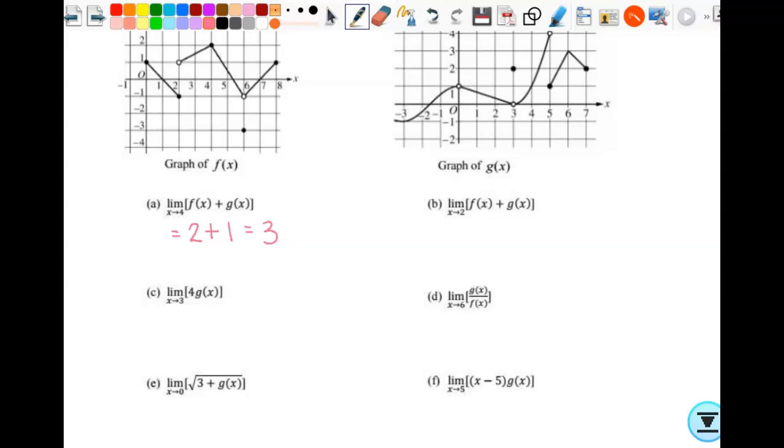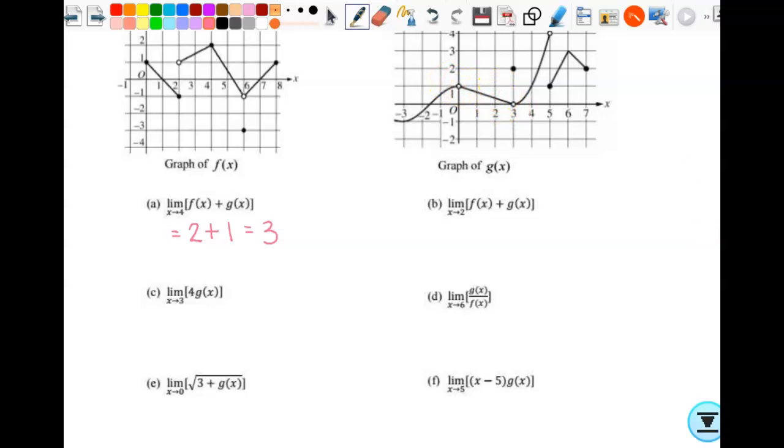Okay. Easy enough? All right. Now look at B. The limit of f of x as x approaches 2. Does it exist? As x approaches 2, the limit does not exist, does it? Does it exist for g of x? Yes. We'll just pretend like it's 1/2 even though it's not.